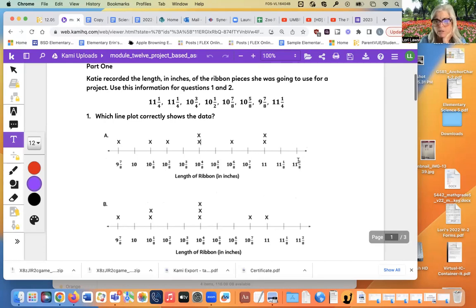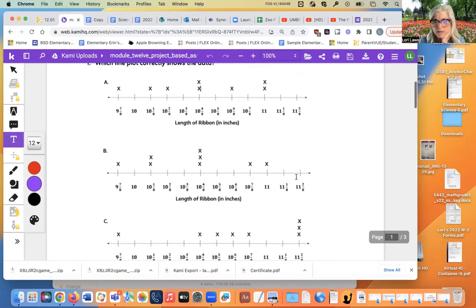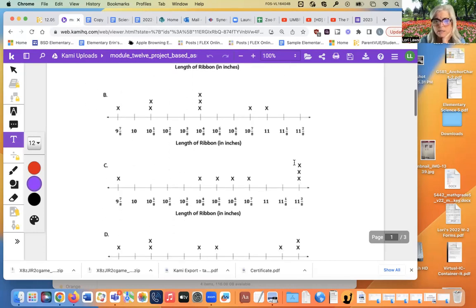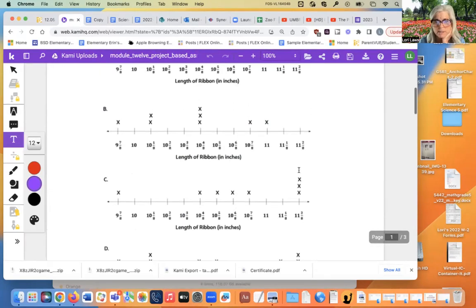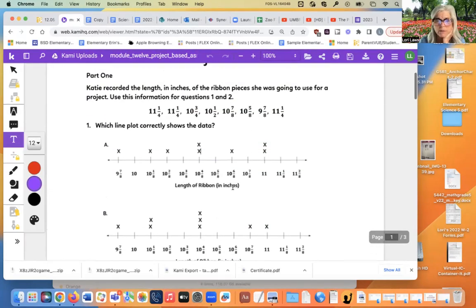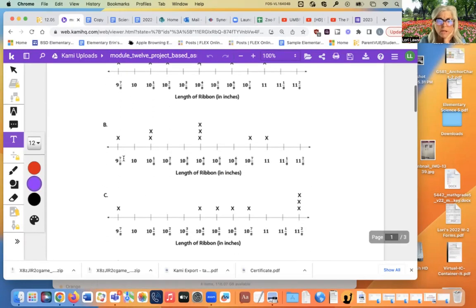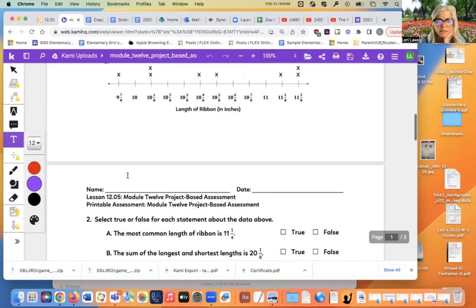There should be 3 marks there. I don't see it there. I don't see it there. I do see it here. That looks good. And I don't see it there. And those are the only choices. So that one you can do with the very first piece of data. You should be able to circle whether A, B, C, or D is correct.